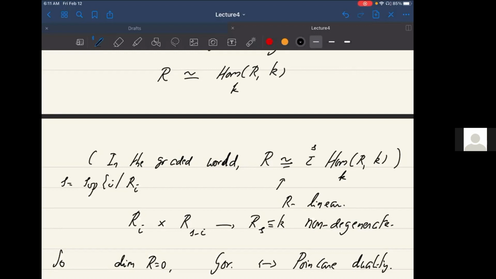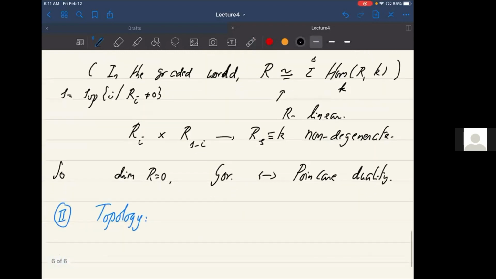What's in the graded world? Yes, for me, I don't make a distinction between this and this, if that's your question. I'm thinking of R as a DG algebra. Yeah, that's the question. Fine. Okay, sorry, Manoj, yes. And because I'm segueing now into the topological world, there are no twists, there are only suspensions. Okay, thanks.